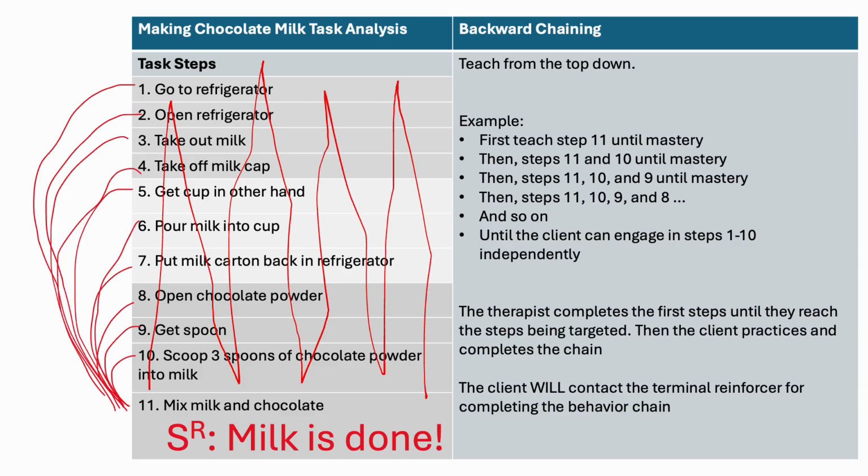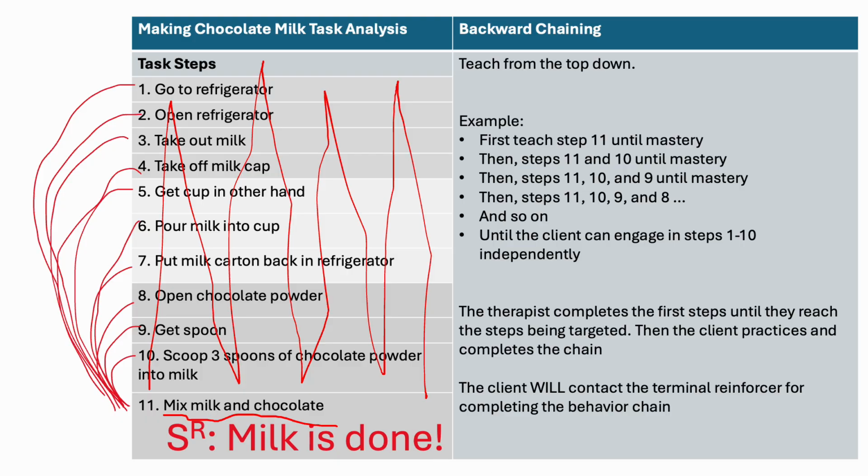You're going to conduct these steps for the learner. You're not going to be physically prompting them through anything. You just do it for them. And then all they have to do is practice the last skill, mix the milk and chocolate. And that's it. And once they do that, guess what? They contact their reinforcer. All right, they contact the reinforcer, the milk is done, and that's it.